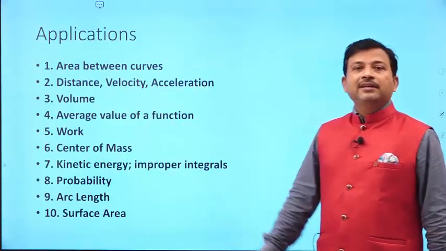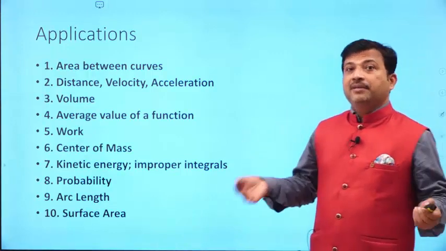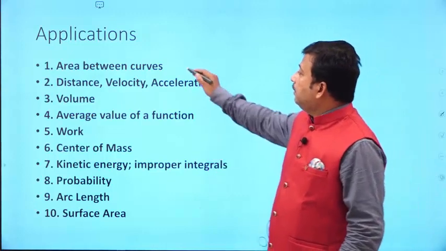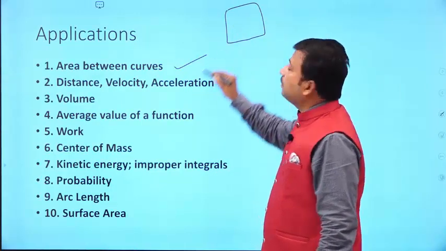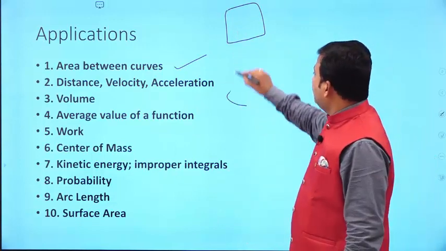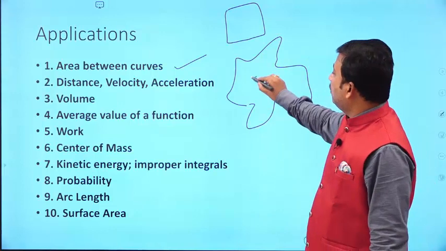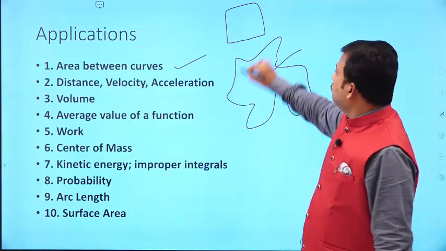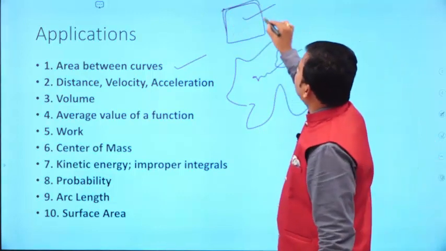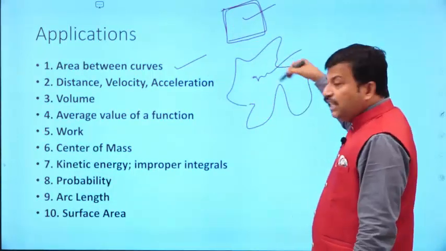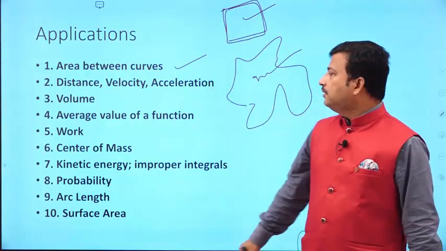So what are the different applications we have? Integration may be applied in many places. Area between the curves: how do you find this area? If it is a square, you can easily find the area of it. But if the shape is irregular, then how do you find it? You have to use integration for it.